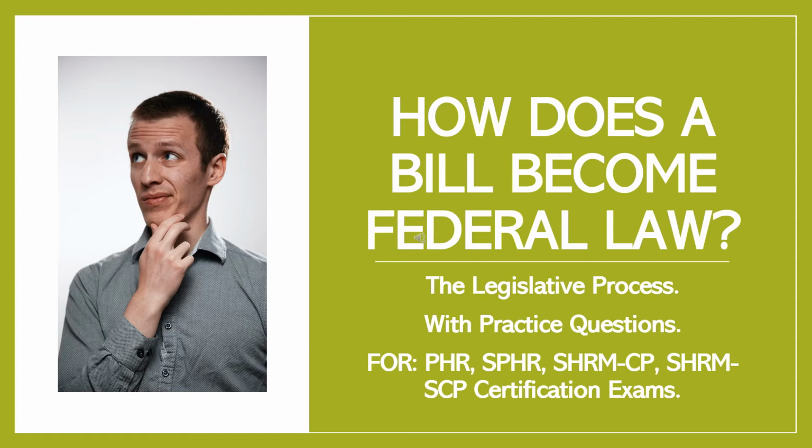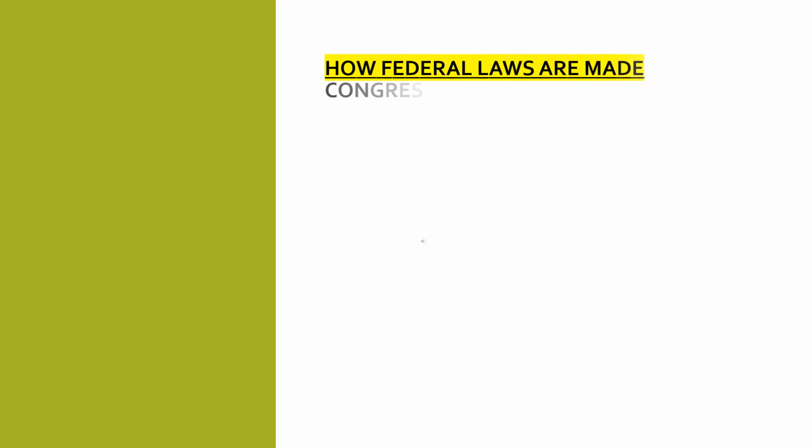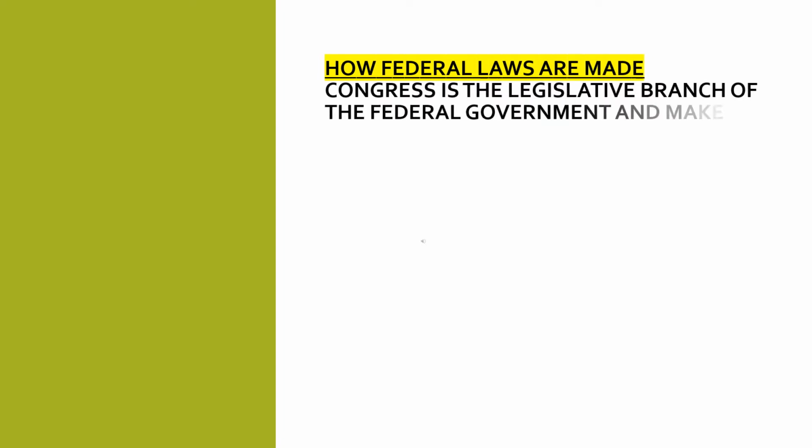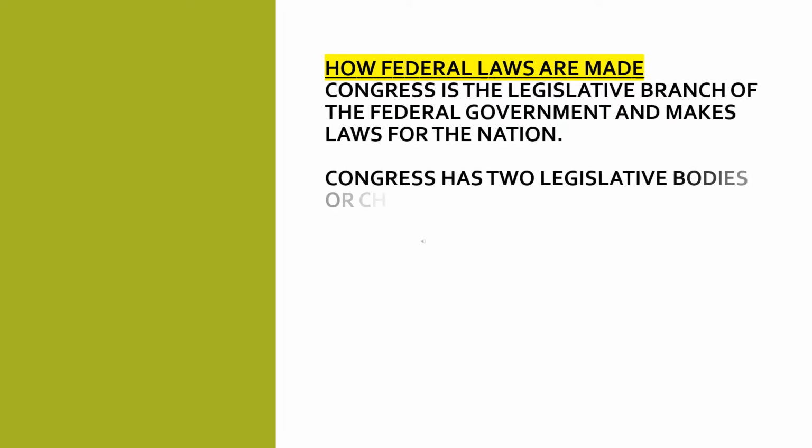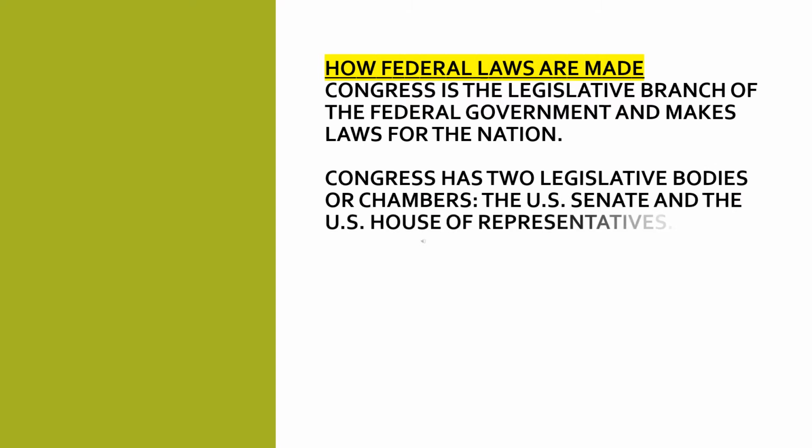How does a bill become federal law? How federal laws are made. Congress is the legislative branch of the federal government and makes laws for the nation.